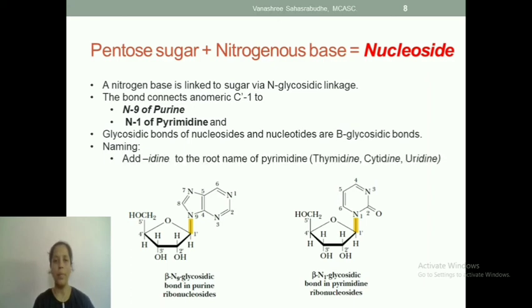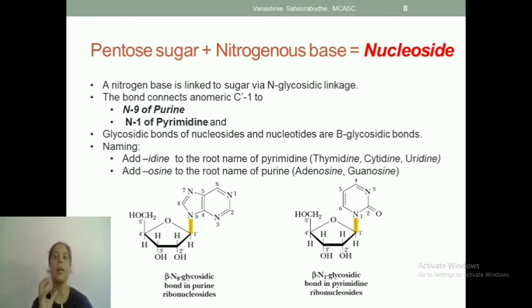And how are they named? The pyrimidines are named by adding -idine as a suffix to the name of the nitrogen base. So it becomes thymidine, cytidine and uridine. And you add -osine as a suffix for purines, so you have adenosine and guanosine. When I say adenosine, I am talking about the nucleoside. When I say adenine, I am talking about the nitrogen base adenine. And when I am talking about thymidine, I am talking about the thymine nitrogen base linked with the sugar, that is, a nucleoside.